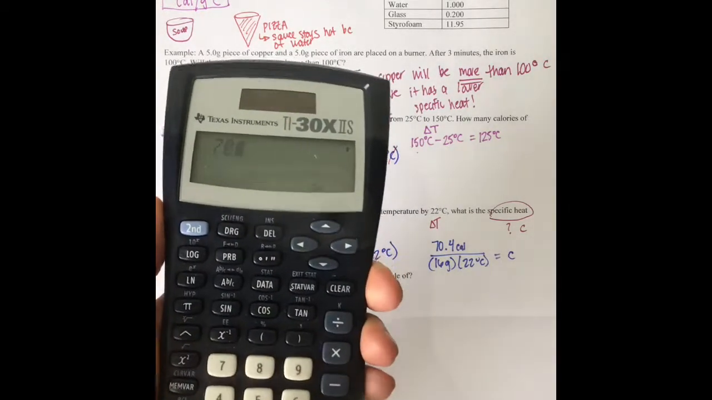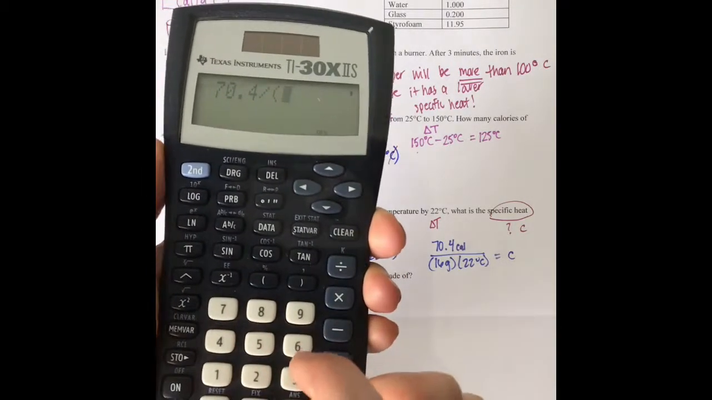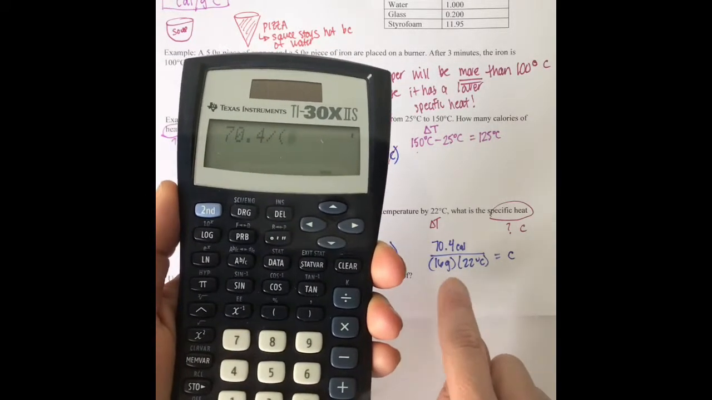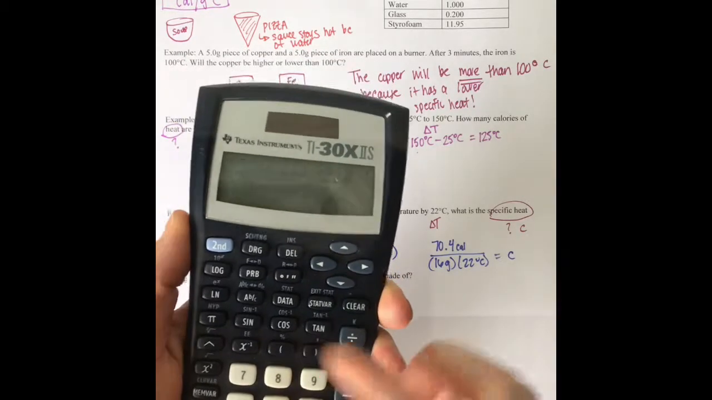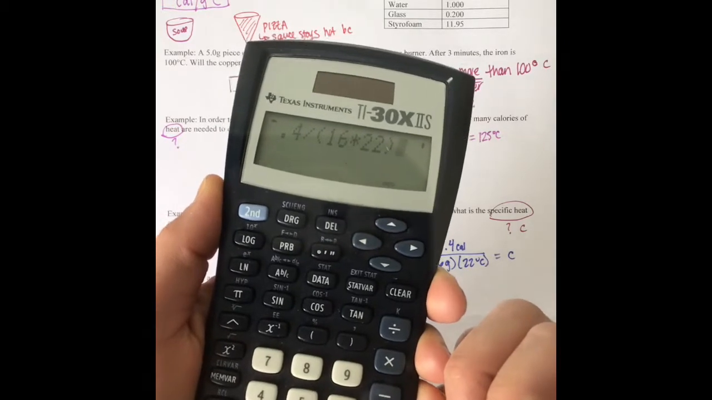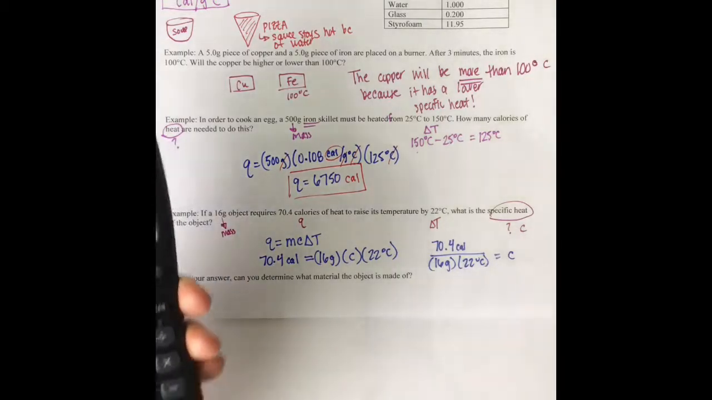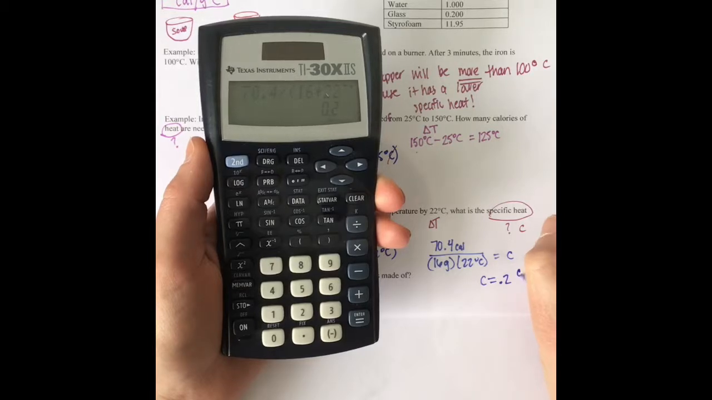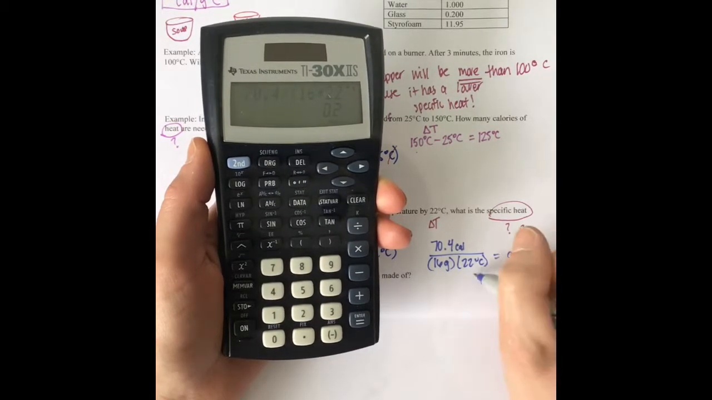So we push in 70.4. We're going to divide. I'm going to use parentheses here so my calculator doesn't get confused at what I'm telling it to do in the denominator. I'm dividing by 16 times 22, but I'm telling my calculator with parentheses that I want both of those numbers to be in the denominator. I get 0.2 for my C value. And the units for that would be calories per gram degrees Celsius.